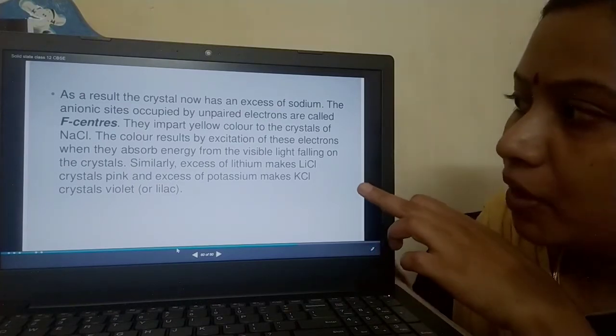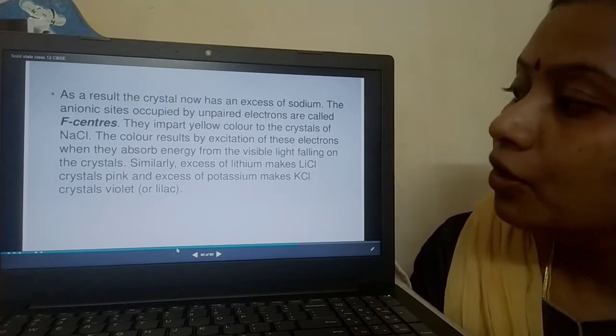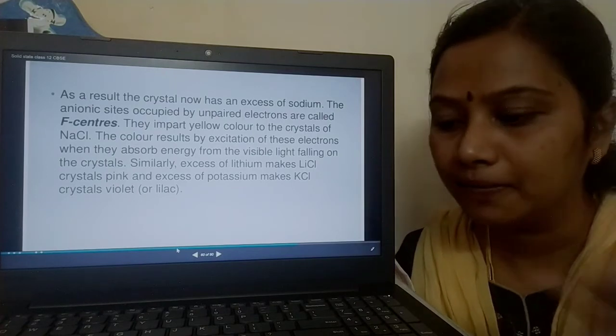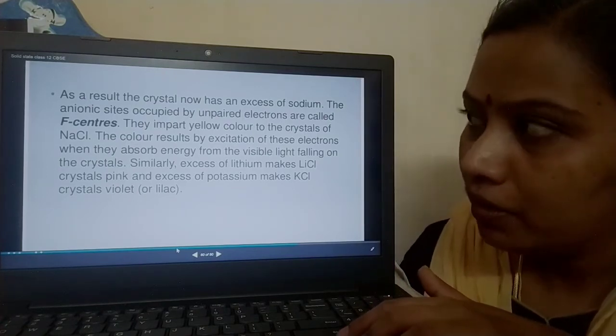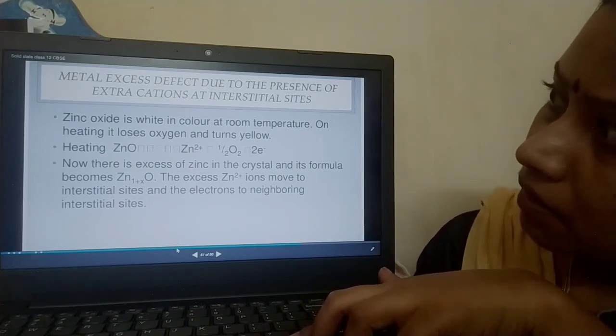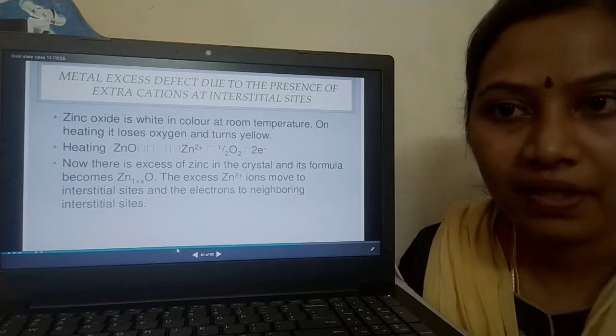So what is the color produced by lithium? It makes the crystals pink color, and potassium makes potassium chloride crystals violet color or lilac color. So this is about your non-stoichiometric defect, I mean metal deficiency defect, yeah.